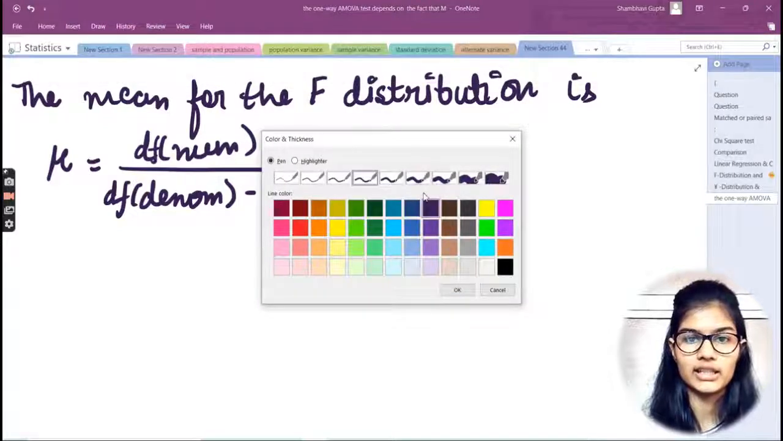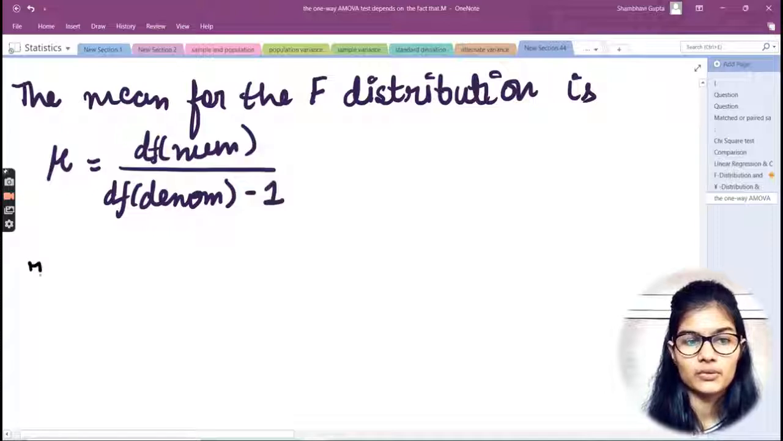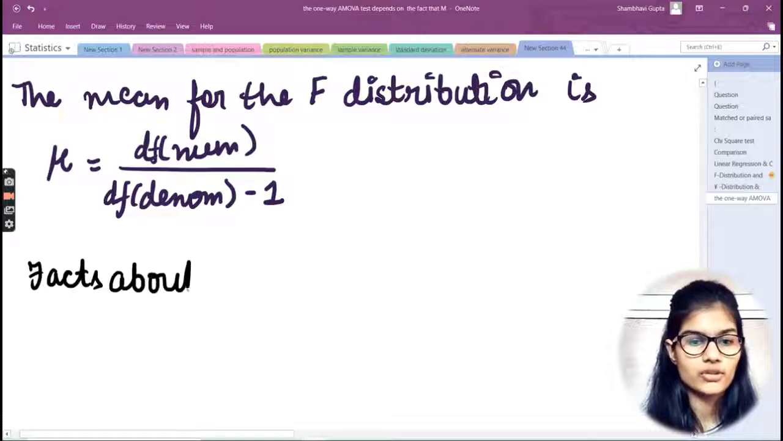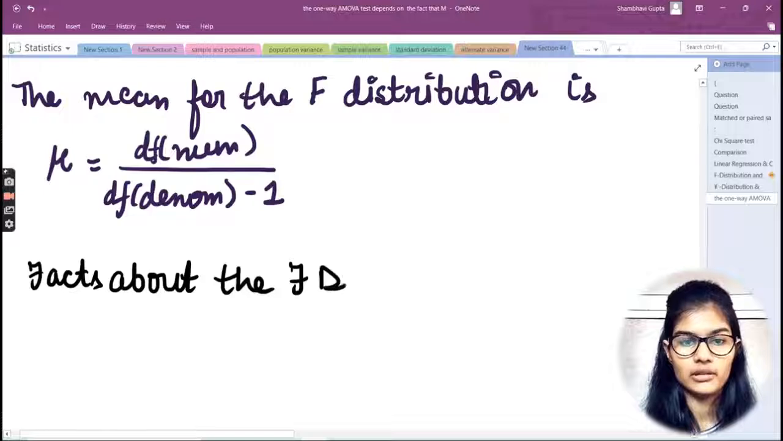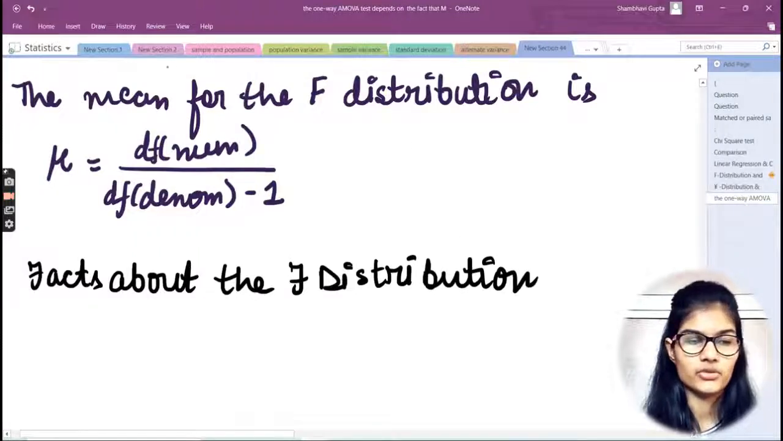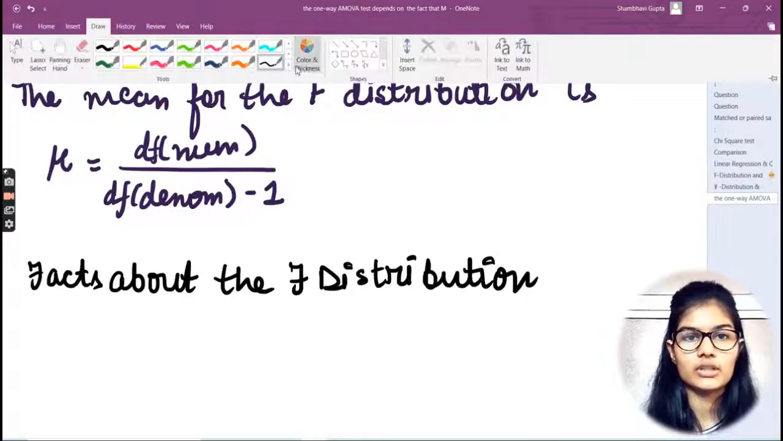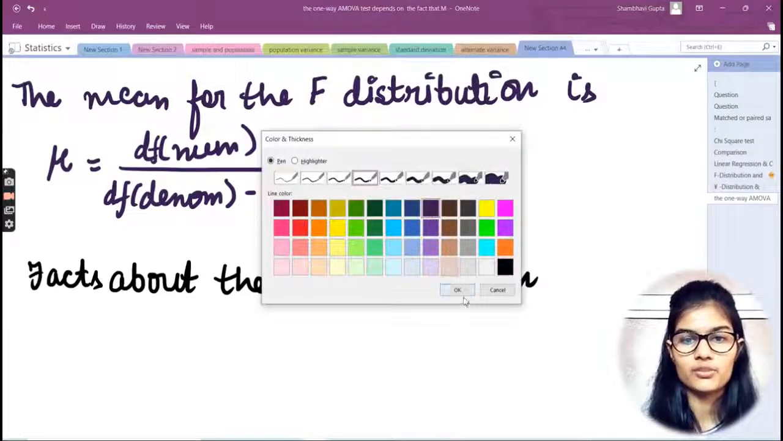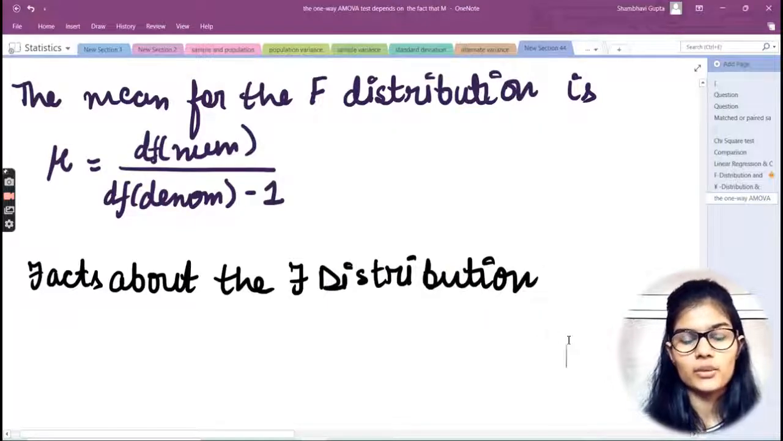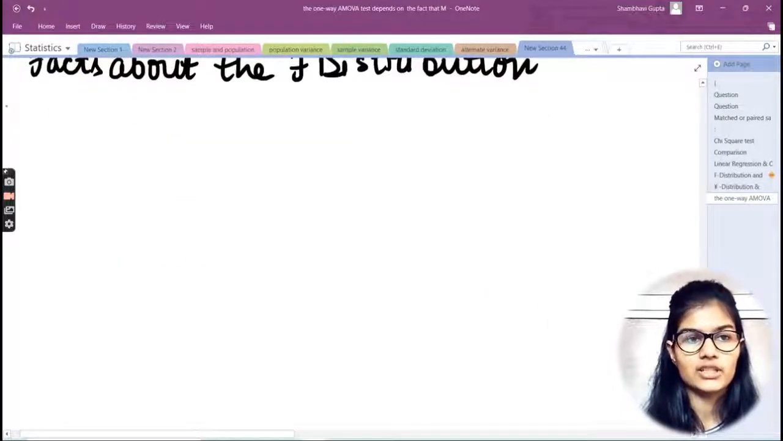Now next, what are the facts regarding the F distribution? I'll put on the heading again: facts about the F distribution. Fine. I'm going to take out one of the colors again so that I could proceed with the writing. Great. So now we will be discussing some facts about the F distribution.